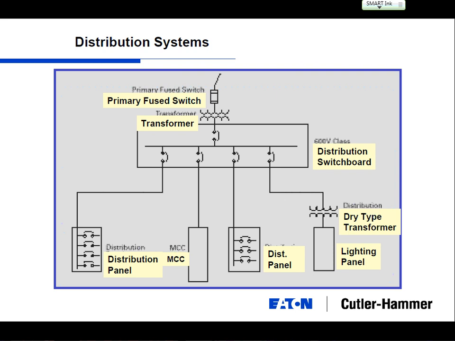So a general distribution system that we're going to jump back and forth to today has some type of main switch on your medium voltage side, 5 kV for example, and a transformer that will then step down into a 600 volt or less distribution switchboard, which then feeds distribution panels and motor control centers. Other dry type transformers are going to step the voltage down even further and basically provide all the power to your utility.